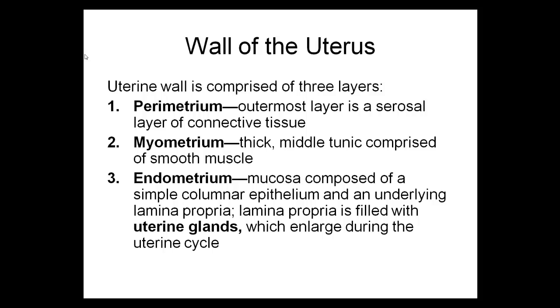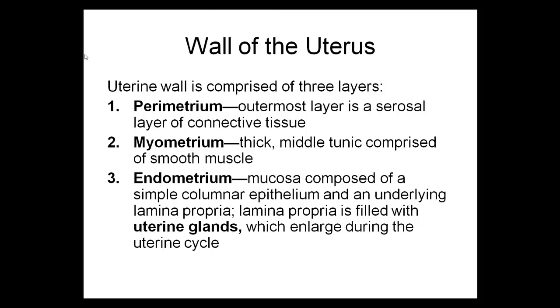If we look at the walls of the uterus, we have the perimetrium, and that will be a layer of connective tissue. It's a serosal layer of connective tissue. Serosal means it has peritoneum covering on top of it. Then we have the myometrium, and this is a thick layer of smooth muscle fibers. We have the endometrium. This is mucosa composed of simple columnar epithelium and underlying lamina propria, or the connective tissue that's associated with the mucosa, and that will be filled with uterine glands.